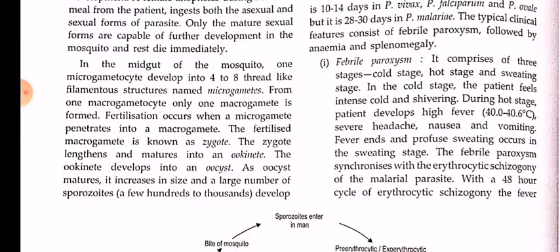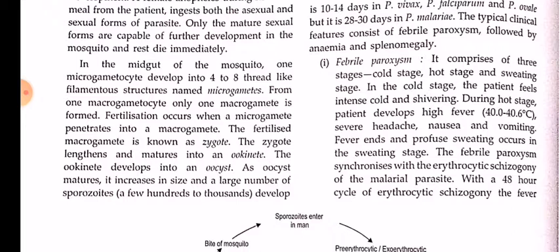Febrile paroxysms. It comprises 3 stages: the cold stage, hot stage, and the sweating stage. In the cold stage, the patient feels intense cold and shivering. During hot stage, patient develops high fever, 40.6 degrees Celsius, severe headache, nausea, and vomiting. Fever ends and profuse sweating occurs in the sweating stage.